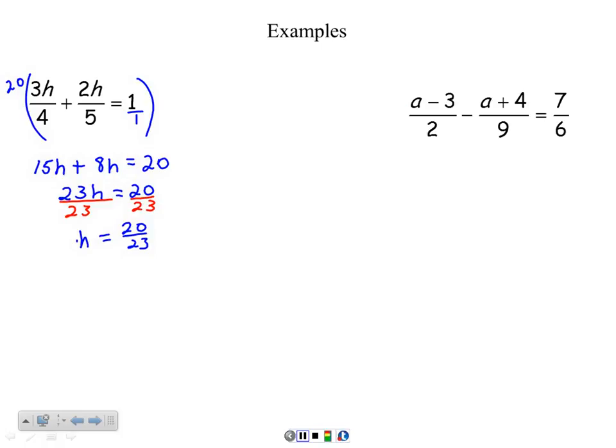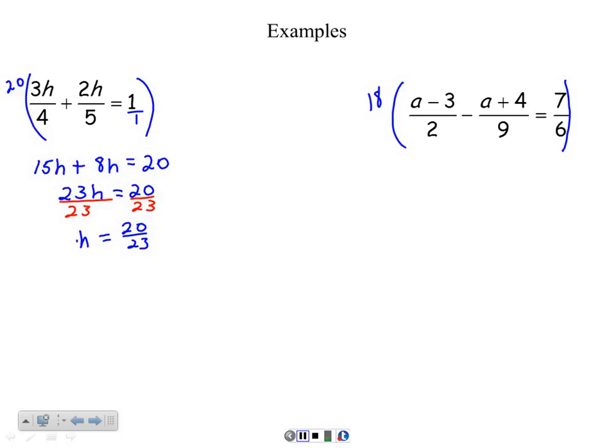Alright, on the right hand side, notice on the top that we have a group a minus 3 and then another group a plus 4. So the multiplication is going to be a little trickier here, so just pay close attention to what's going on. I still have fractions that I need to get rid of, so the LCD between 2, 9, and 6 is going to be 18. So watch what happens.